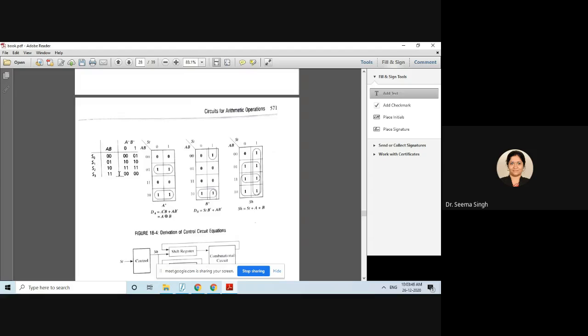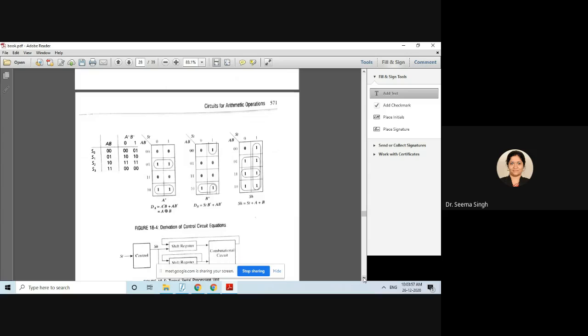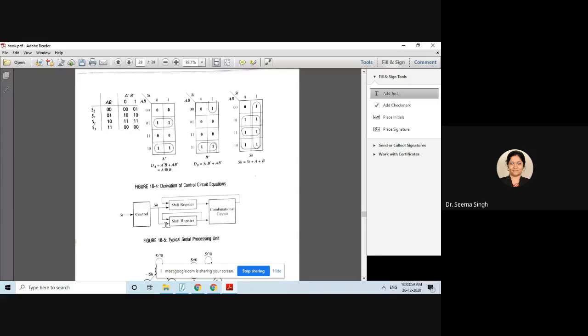You know this. And then what do you do? You get your DA, DB, and shift signal K-maps. Now, what do you see? What all is happening? You know where shift is going? It is going to both the shift registers.